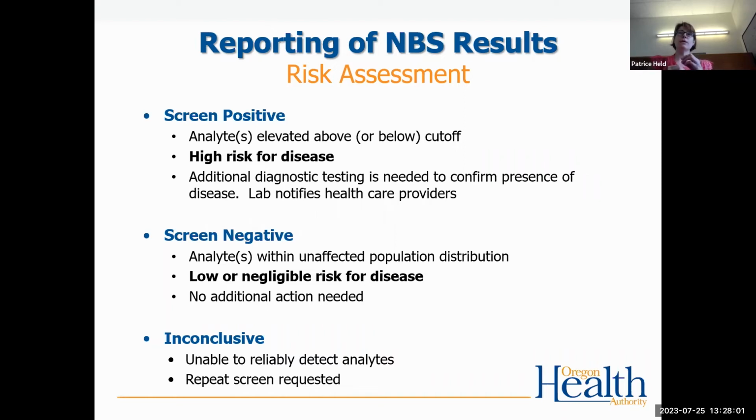If the analyte that we measure is within the range that we determine is the range of the unaffected population, then we would say that the baby screens negative for the disease and they are at low or negligible risk for the disease. It doesn't mean that they don't have the disease. It is still possible that they might have the disease, but the risk is very low and no additional action is needed at that time. We occasionally have inconclusive results where we find ourselves being unable to reliably detect or measure the analytes of interest. In those situations, we ask for a repeat screen.